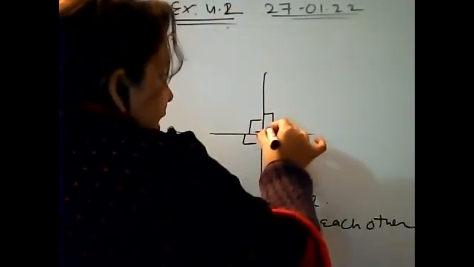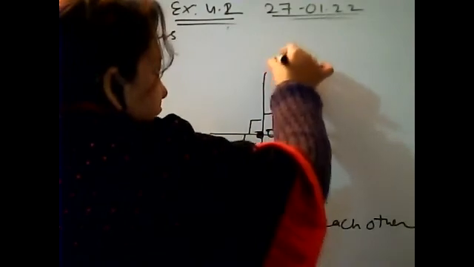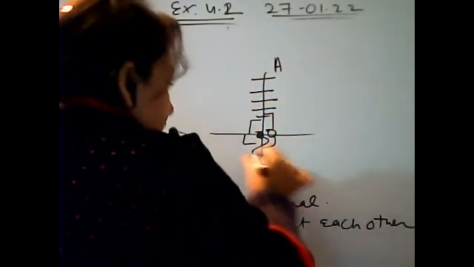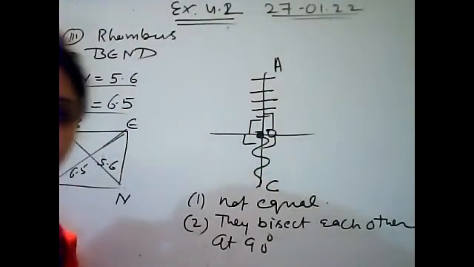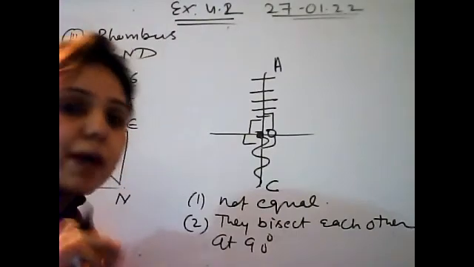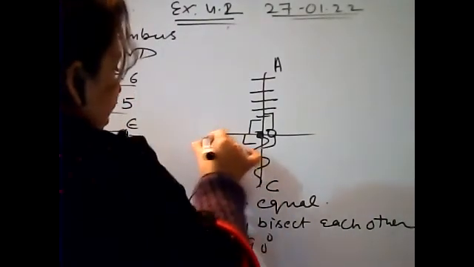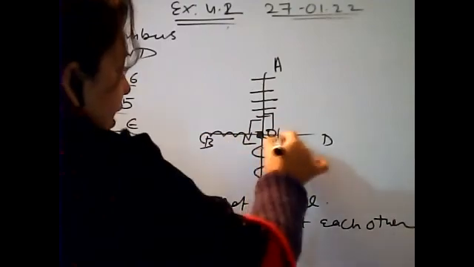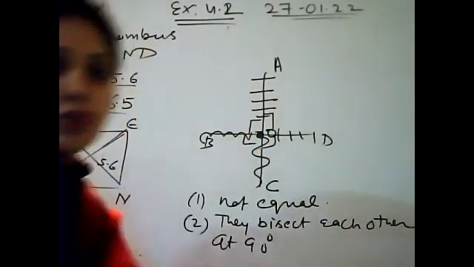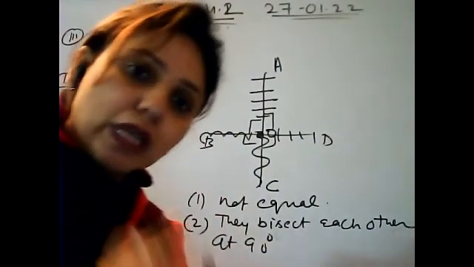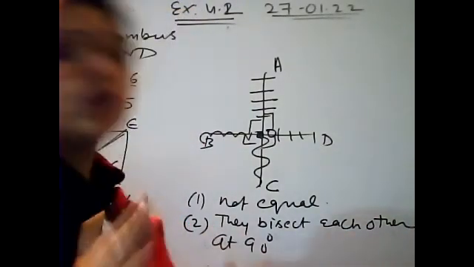That means if they are meeting at O, then if I take this diagonal as AC, half of it will be above and the same half below. Bisect means they meet at a point that divides them into equal parts. If I take the other diagonal BD, half will be on the left side of BD and half on the right side of BD. This property of diagonals I am going to use in constructing the given rhombus.